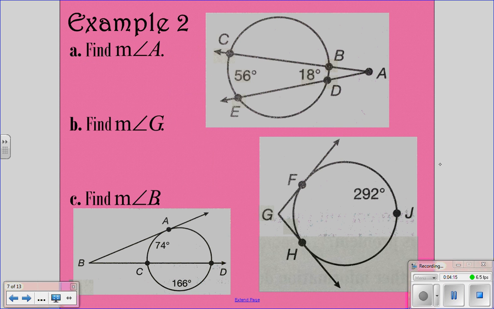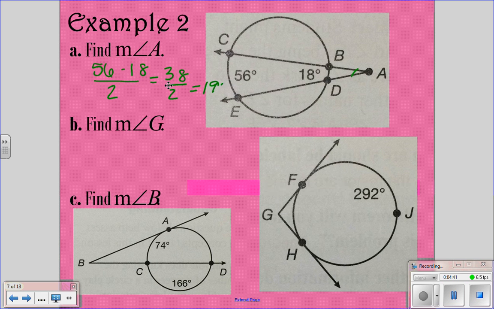Let's look at the next example. It has 3 different pictures. We want to find the measure of angle A in the first one. So we're going to take our 2 intercepted arcs, subtract them, and divide by 2 to get our angle. So 56 minus 18, and then you divide that by 2. And so your measure for angle A, you're going to have 38 over 2, which is 19 degrees.